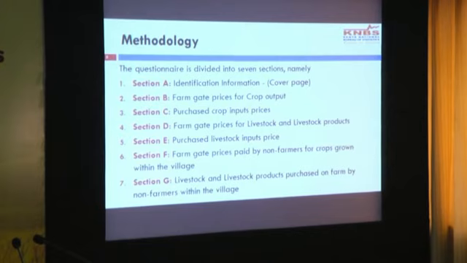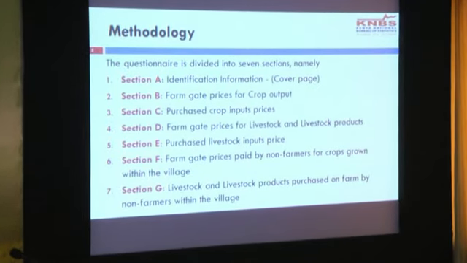And basically, the questionnaire that we developed for that had sections A to G. Of course, the first part has to do with the identification information, and then Section B, which has the prices for crop output. C for inputs. We also thought it's good to collect something on the purchased inputs, fertilizers, the prices that the farmers pay for inputs. And then Section D for livestock and livestock products, the prices at the farm gate. And Section E on purchased livestock input prices.